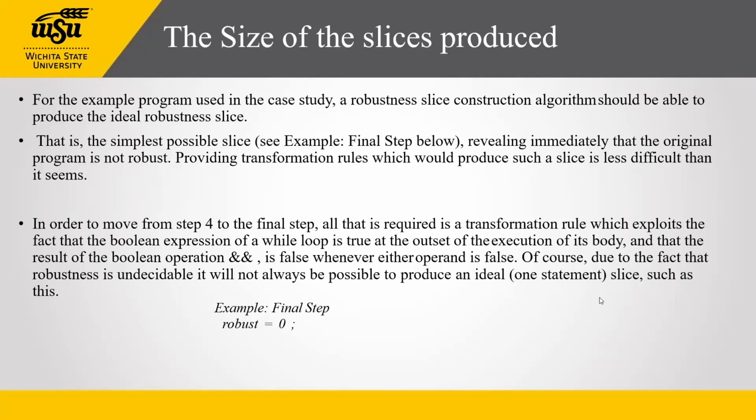In order to move from step 4 to the final step, previously we've seen step 4 and now we'll see the final step. All that is required is a transformation rule which exploits the fact that the Boolean expression of a while loop is true at the outset of the execution of its body, and that the result of the Boolean operation, which is a logical operand, is false whenever either operand is false.